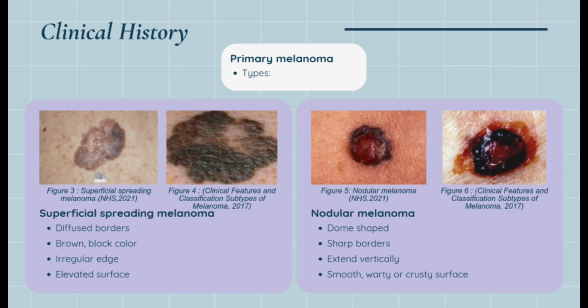The first one is superficial spreading melanoma. This type is the most common. It has diffused borders, brown, black colors, irregular edge and an elevated surface. Next, nodular melanoma has dome-shaped, sharp borders, extends vertically and has a smooth, warty or crusty surface.